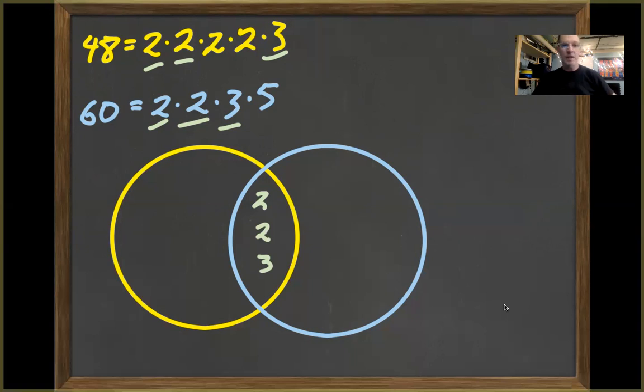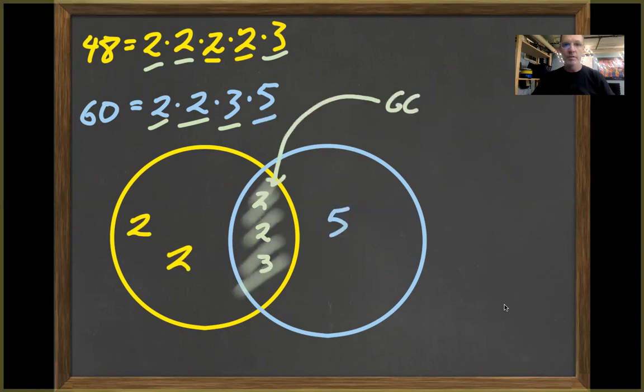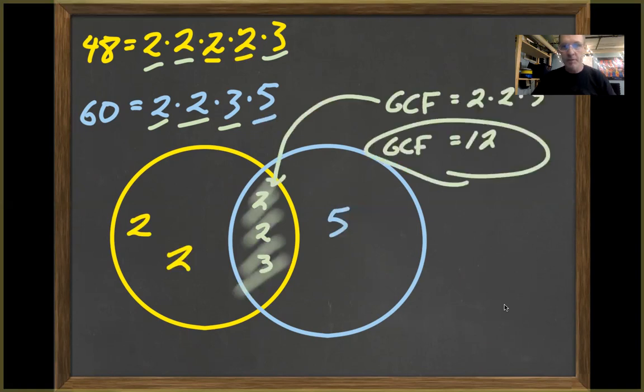Now on the yellow side, I'm going to put those leftover 2's right there. And on the right side, I'm going to put the 5. So everything inside the yellow circle, if I multiply these numbers together, I'm going to get 48. If I multiply these numbers together, I'm going to get 60. But what if I multiply this intersection together? What does that give me? That gives me the greatest common factor. 2 times 2 times 3 is 12. That is my greatest common factor.